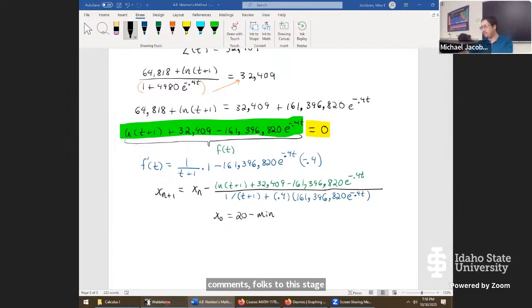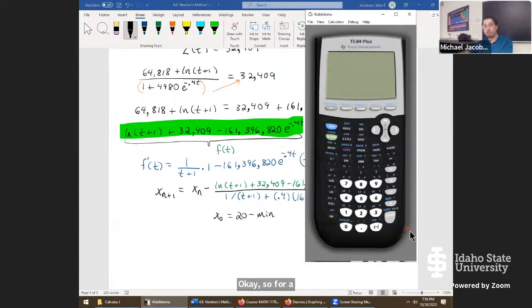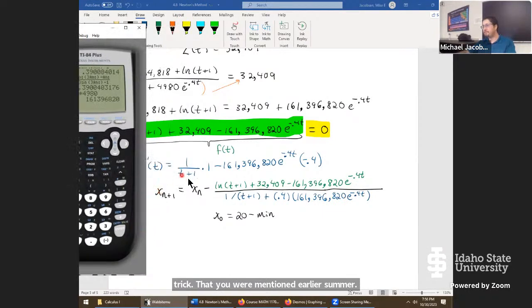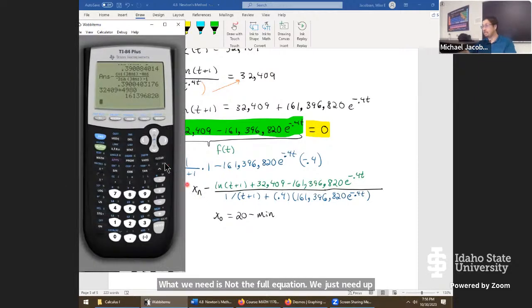Okay, so for a calculator, let me try to remember that trick that you were mentioning earlier, Summer. What we need is not the full equation. We just need up to right here where xn emerges. Let's clear all this out. Initial guess of 20 minutes. Now we're going to use the process in full.